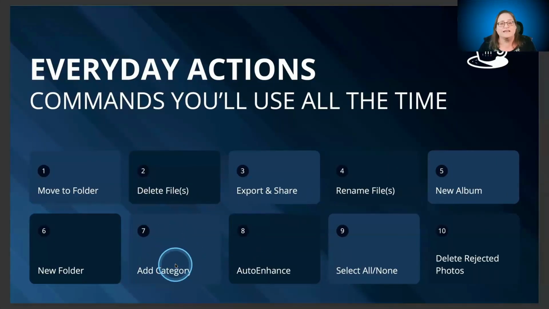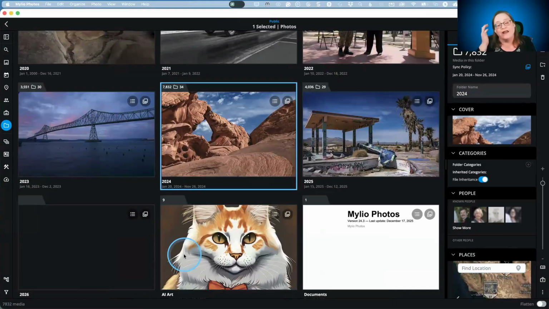Adding categories. This is a really nice organizational tool inside of Mylio Photos. You can group and sort through your things in a lot of different various ways. Okay, so adding a category is an organizational tool inside of Mylio Photos that lets you group things by different categories. There are several that are built in, and then you can add your own custom categories. It's a way to filter.